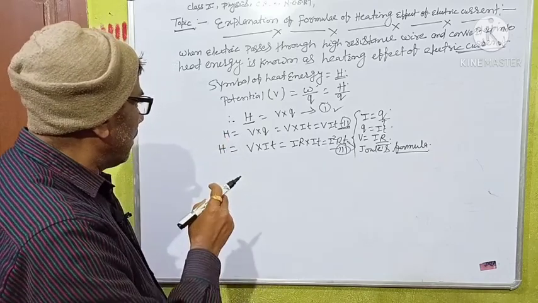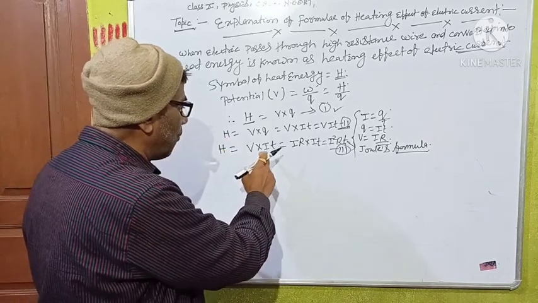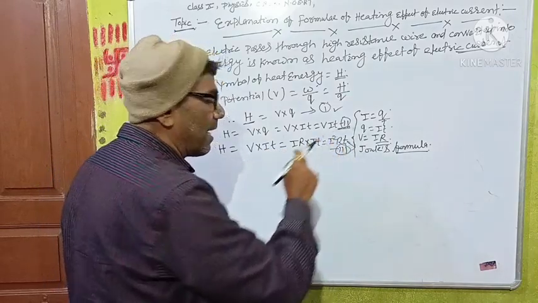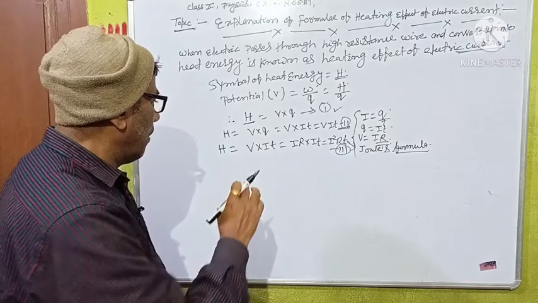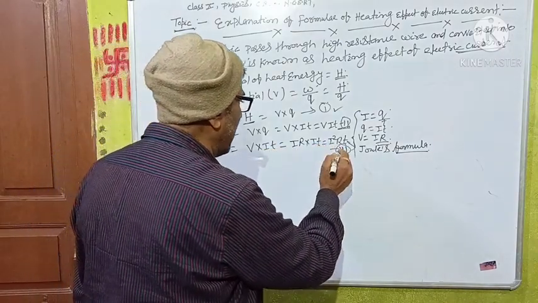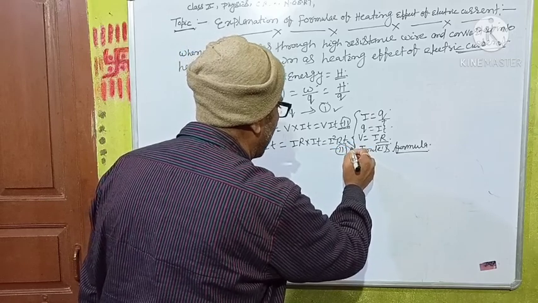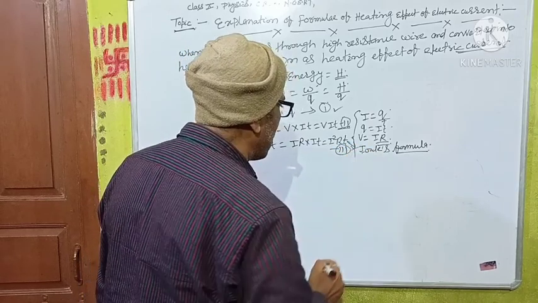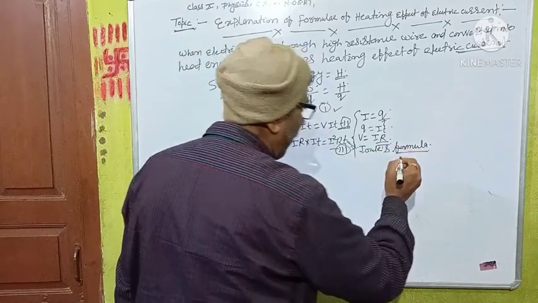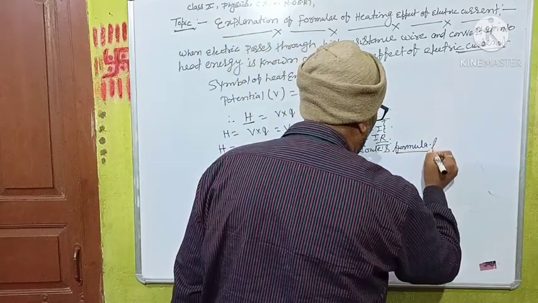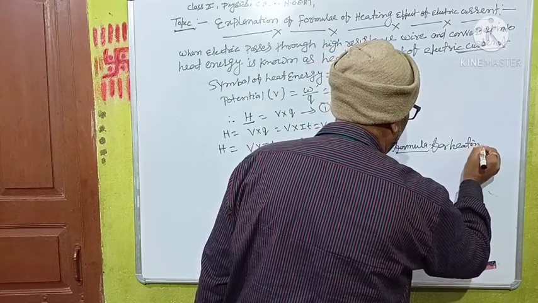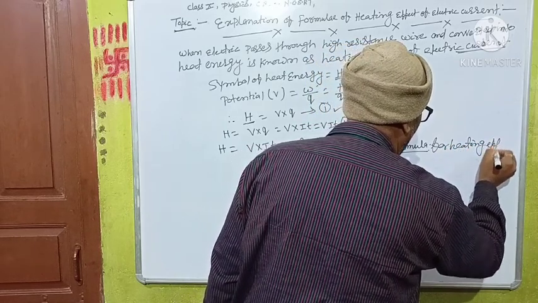And the third formula: H is equal to VIT. Then we put the value of V is equal to IR according to Ohm's law. Then VIT is equal to IR into IT is equal to I squared RT. It is also known as Joule's formula for the heating effect.